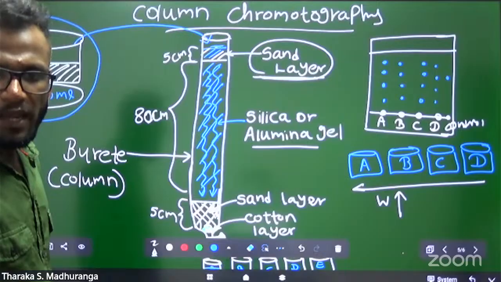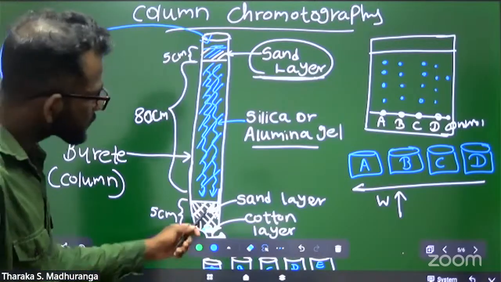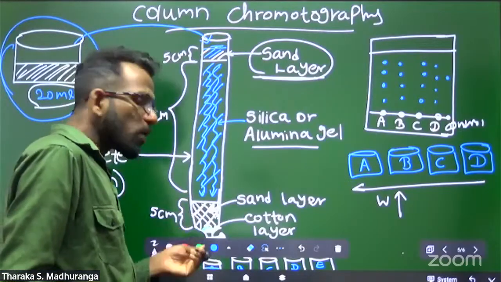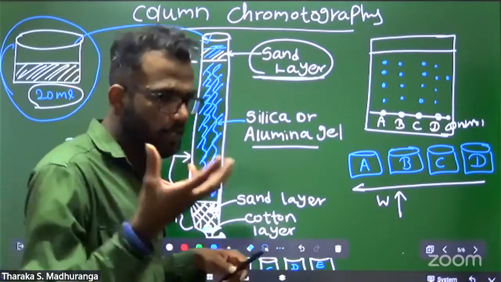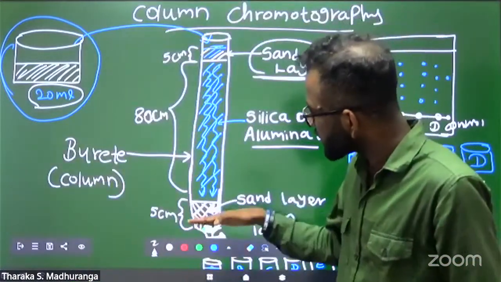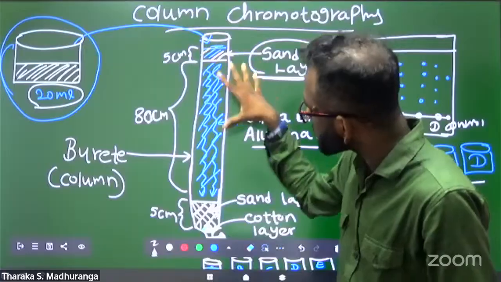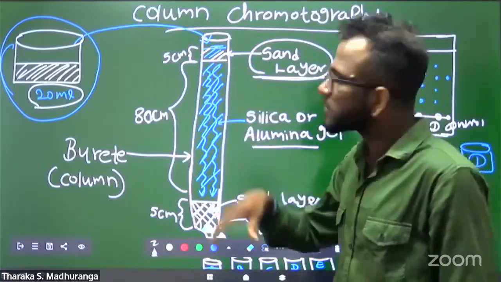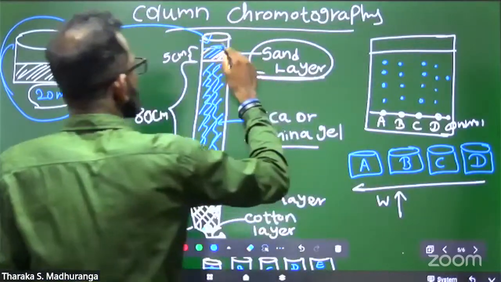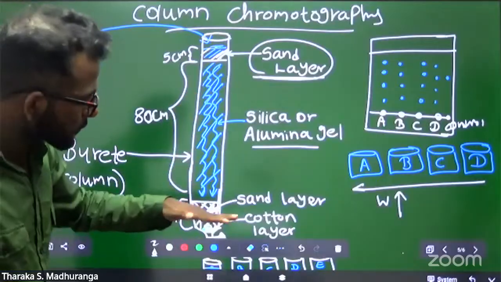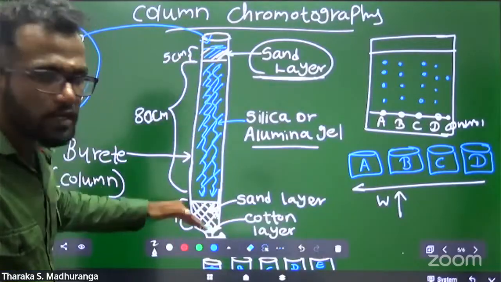The bottom sand layer, what's the reason? Actually, this one is also important to prevent the silica gel from going out. The silica gel is a semi-solid. That's why on both the up and down sides of the silica gel we place sand layers, to protect the silica gel layer without any disturbance.